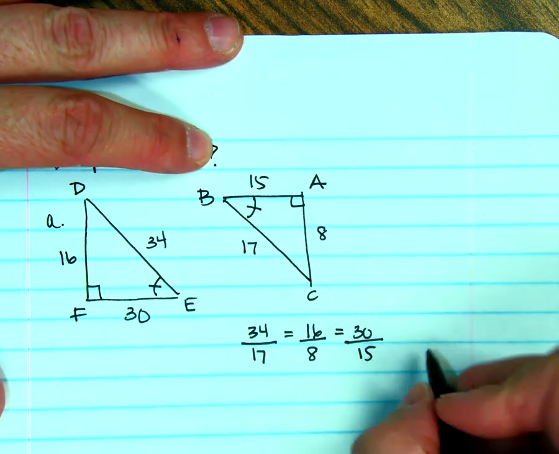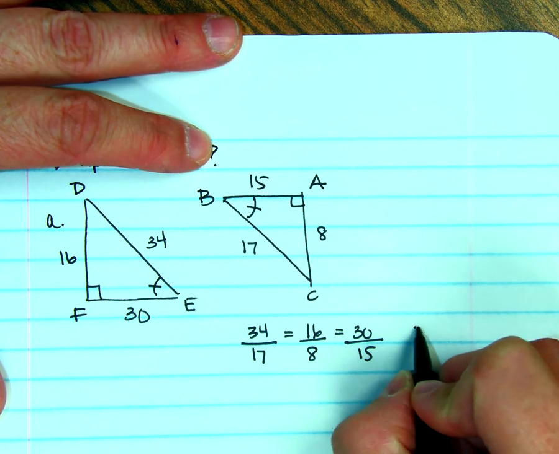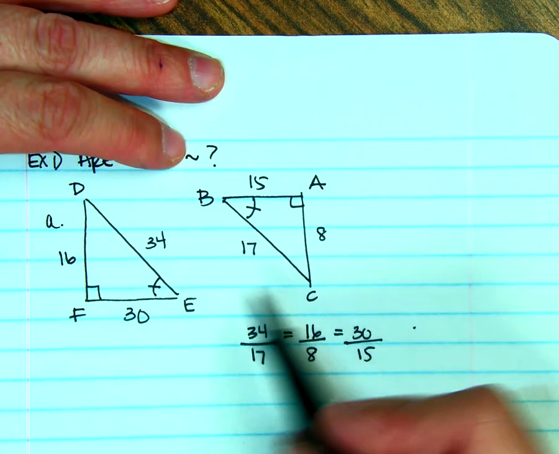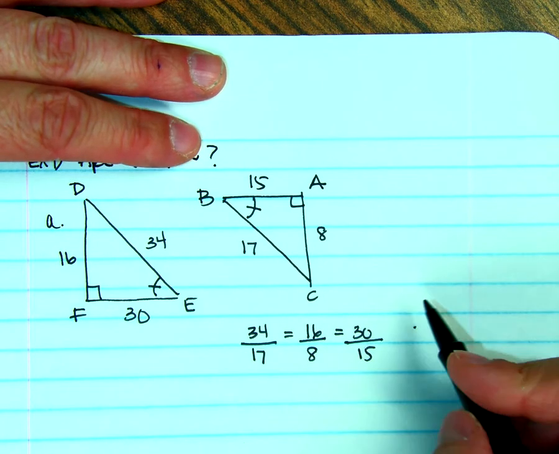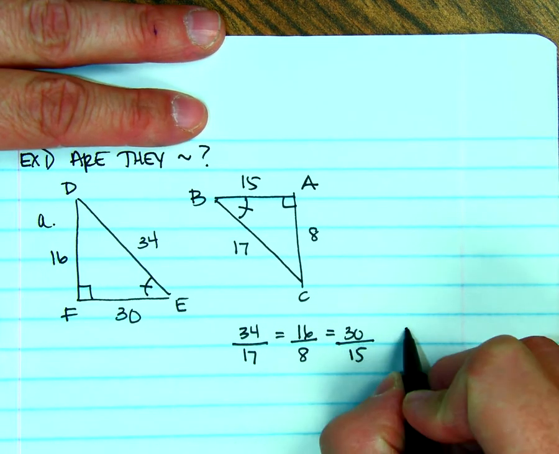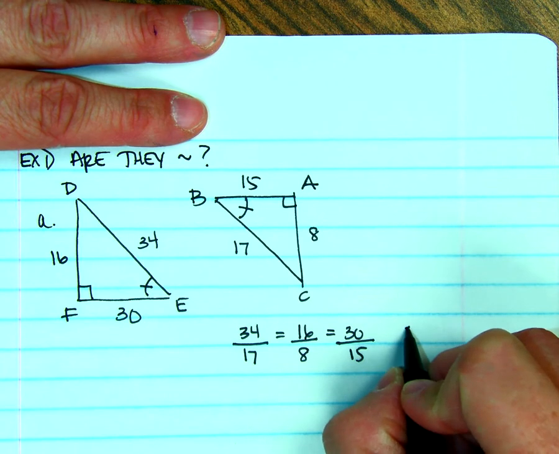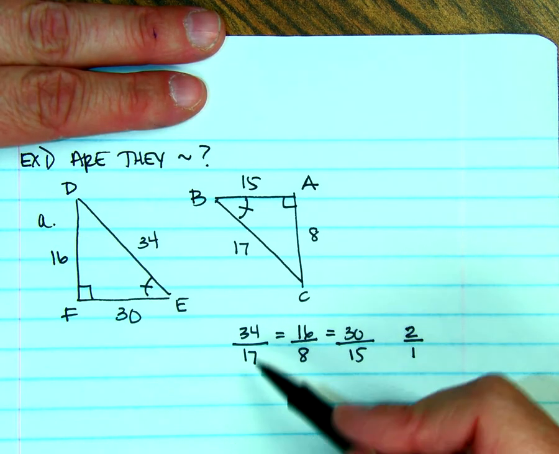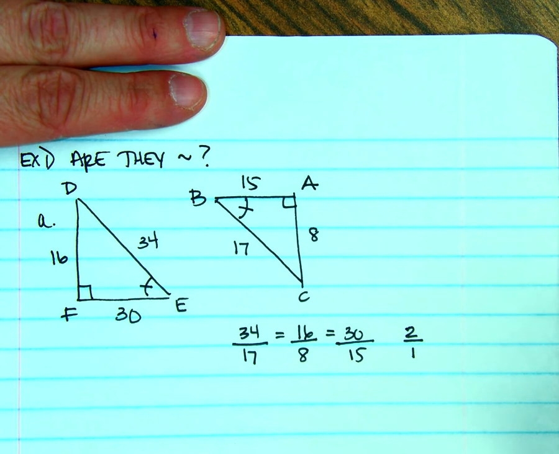If you reduce all of these, you're going to find that it has a scale factor. Well, depending on what we are trying to do, first of all, are they similar? And they are. It's going to be a ratio of 2/1. Okay, so because they are all the same ratio, then the triangles are similar.